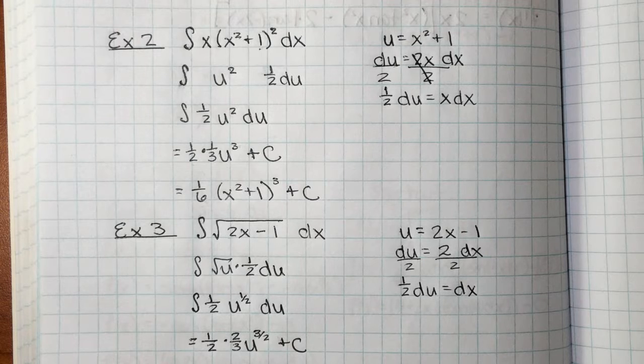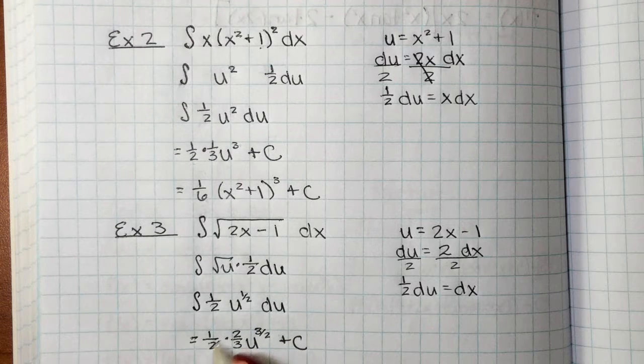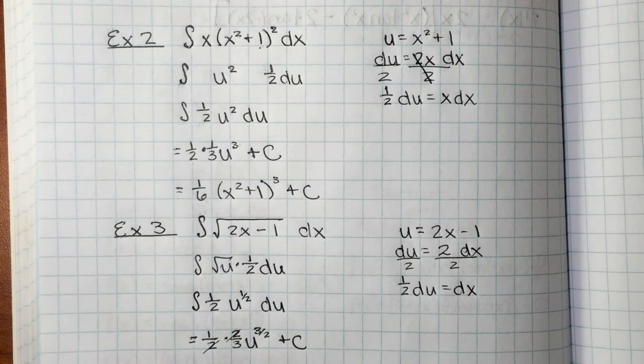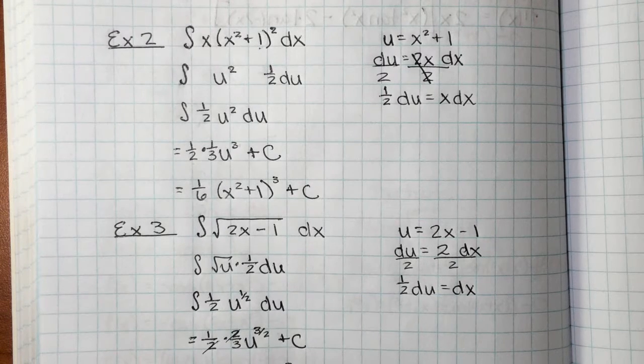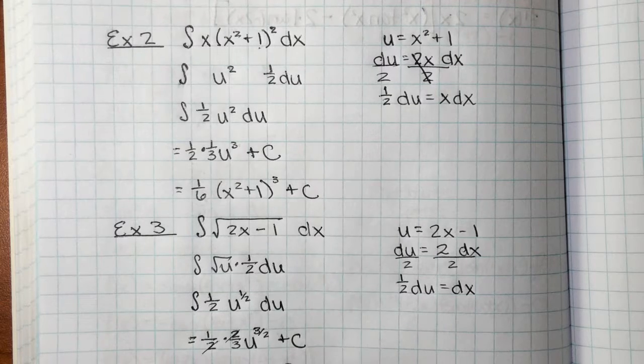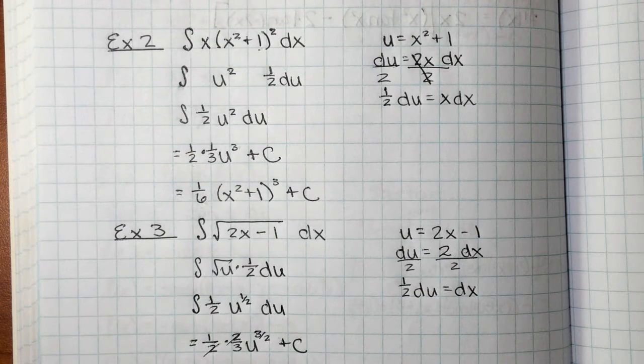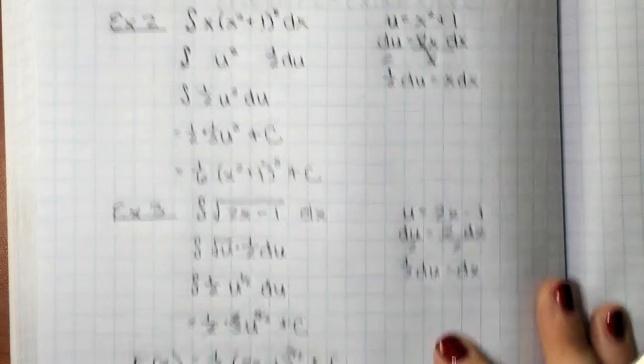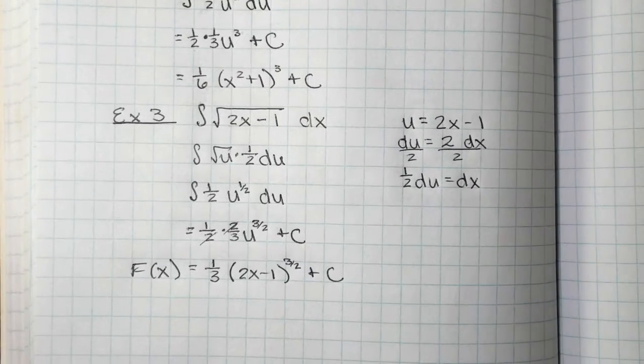Okay. So now I'm going to go through. We see that our 2's cancel. You're actually left with 1/3. My u is again 2x minus 1 to the 3/2 plus c. And that is your integrated function. Oops, that you guys can't see. Sorry.